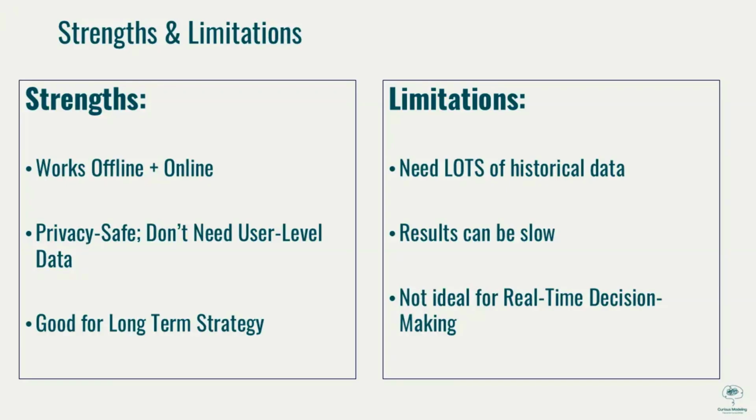But there are 3 primary drawbacks though. The biggest challenge is a model of this type needs a lot of historical data, ideally 2 to 3 years. Additionally, results can be slow, up to weeks, even months to build. And third, the approach is not ideal for real-time decision-making, which we would substitute for attribution modeling.